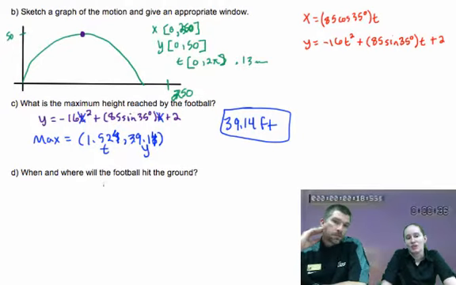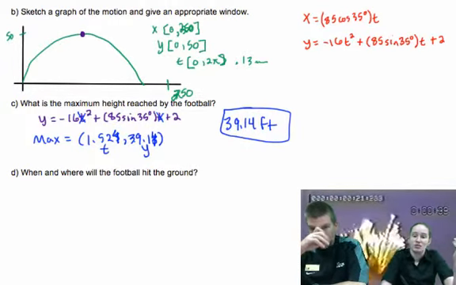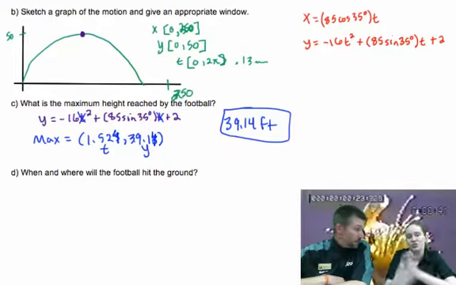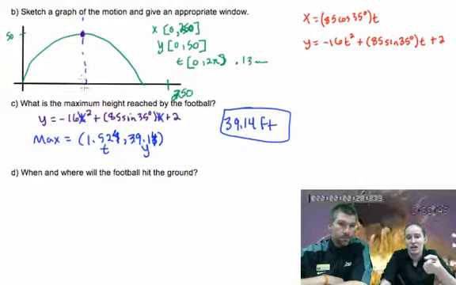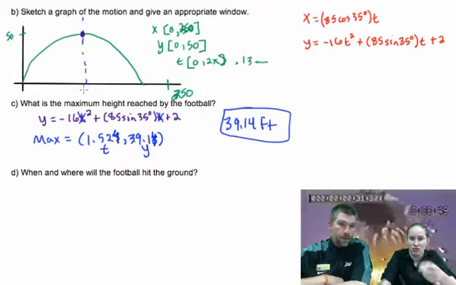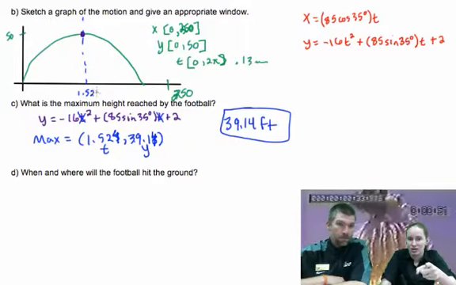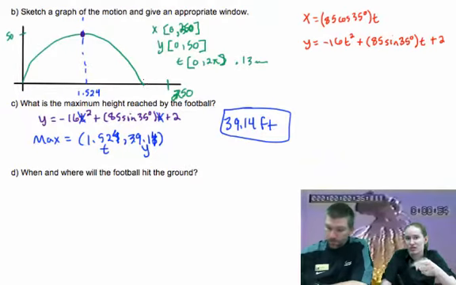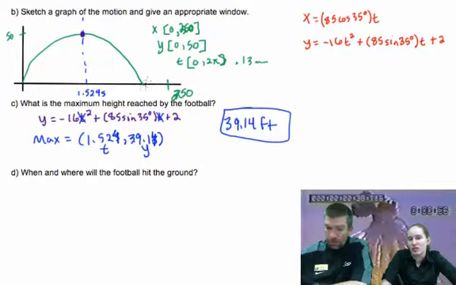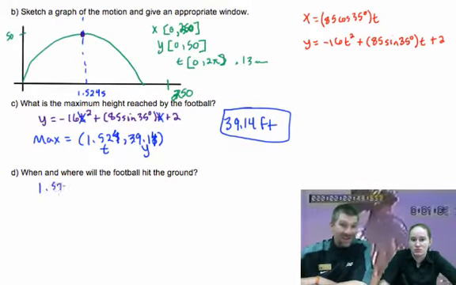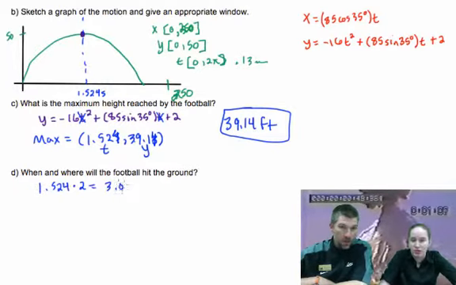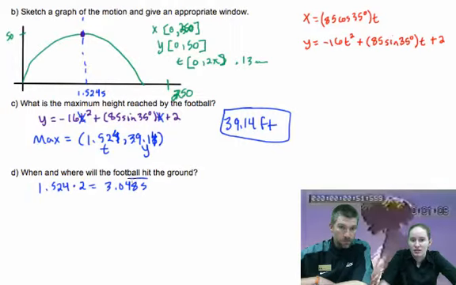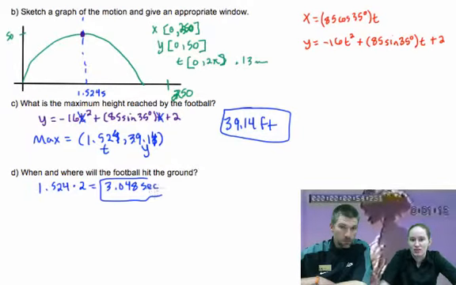So now it asks when and where will the football hit the ground. Now, you mentioned, if this is a uniform parabola, then we should be able to split this in half. And so we actually could use that, because if at halfway it took 1.524 seconds, then if we multiply that by 2, that should give us how long it takes before it hits the ground. This is 3.048 seconds. Okay, so that's how long it takes.